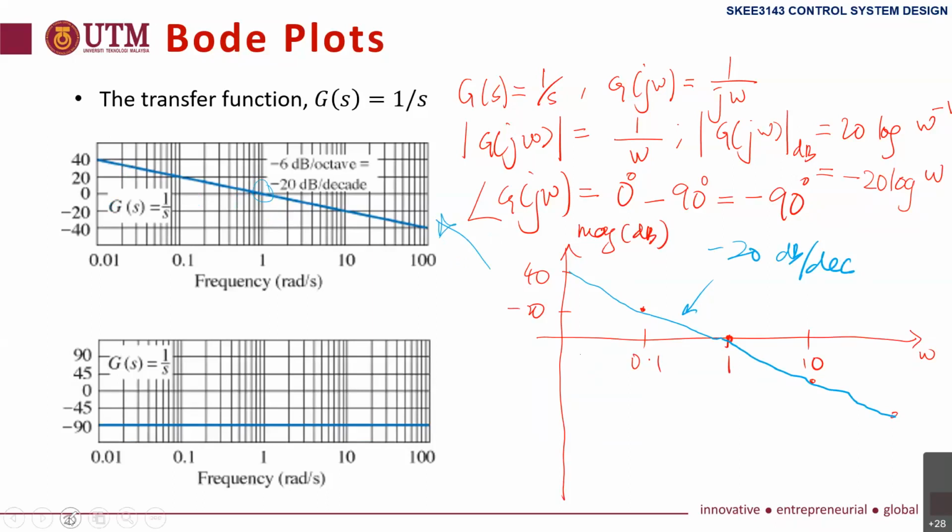Similarly, we can draw also for the phase, which is minus 90 degrees. If this is 0 degrees, it is minus 90 degrees. That is for 1 over s. It's shown also on this graph. This graph here I extracted from the textbook. I just show it here to show how we can get that one.